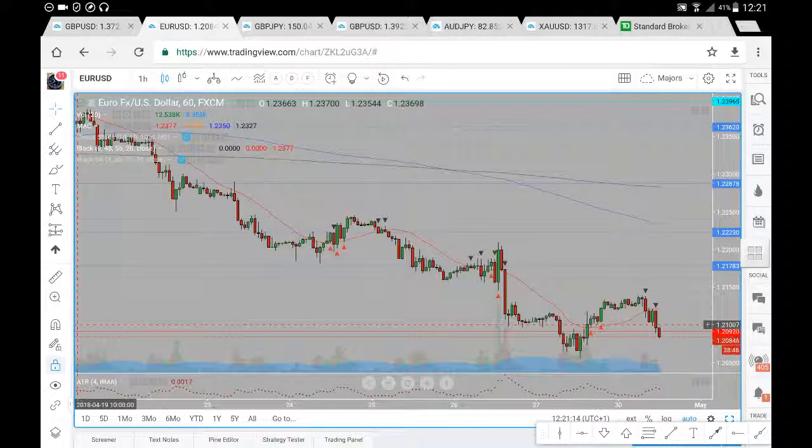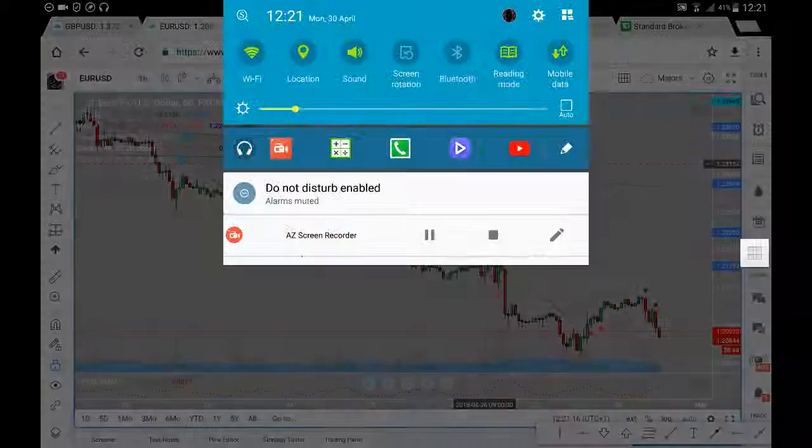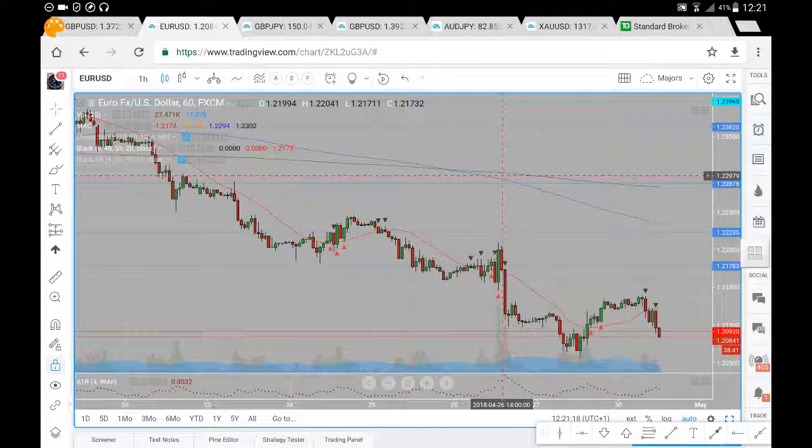So this is euro dollar analysis for Monday, the 30th of April. Now, let's just have a look at prices and where prices may likely go. So, previously we had prices break down from this 21.78. Didn't find support at 21.50.